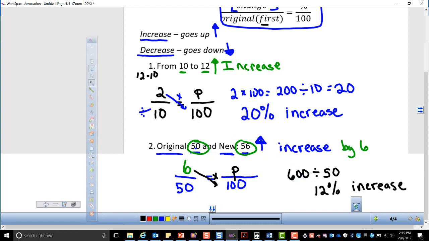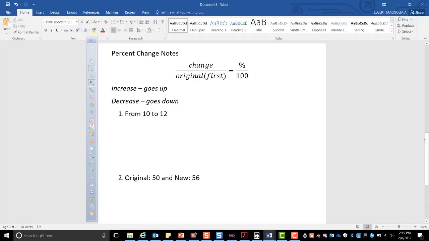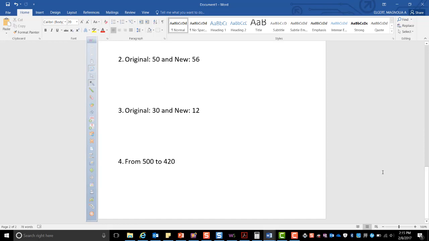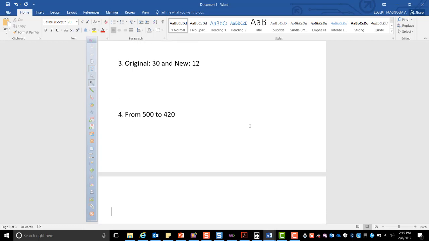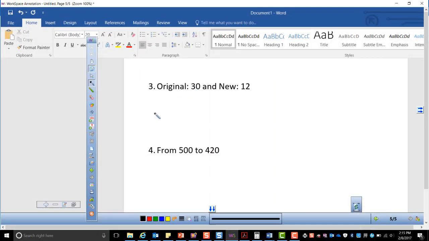Okay, so now let's try a couple more. Those are both increase. So now we're going to try some that are decrease. So go towards the bottom of your page. You should have these here. Okay, so now this one, I went from 30 to 12. That's going down. So this one is called a decrease.